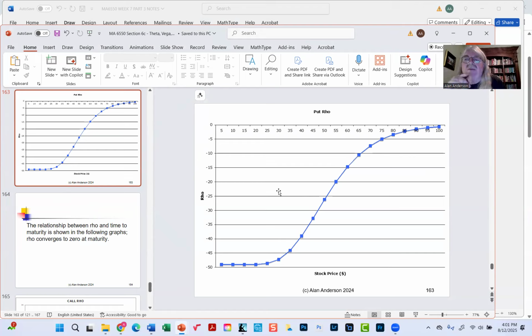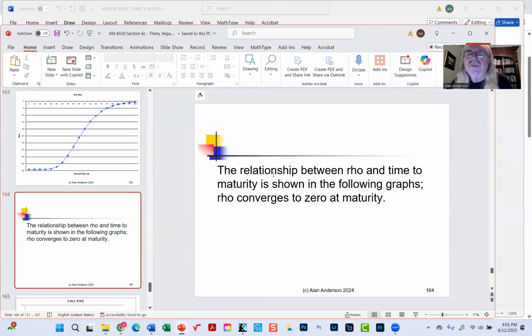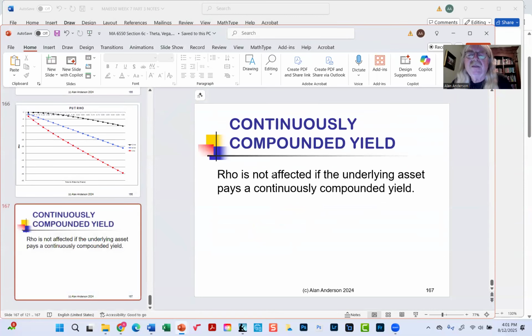Maybe there isn't one, but those higher order ones would be used for incredibly specialized situations. They're not the ones that are being used by most traders, depending on what they're trying to do with their positions. All right, so I think that's enough of the Greeks.